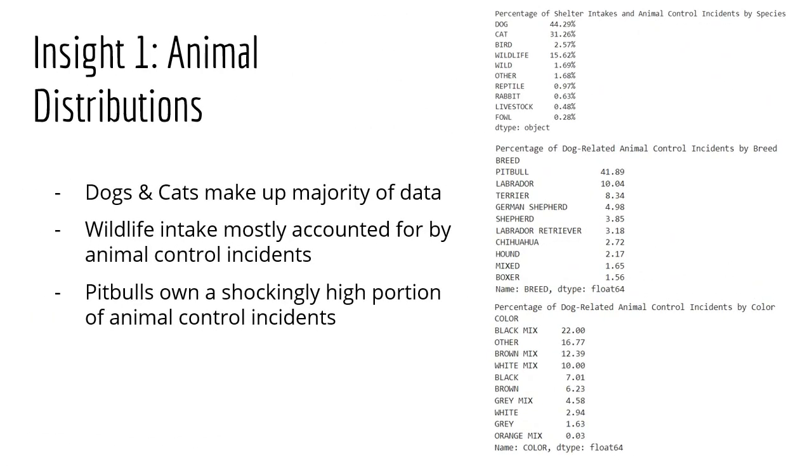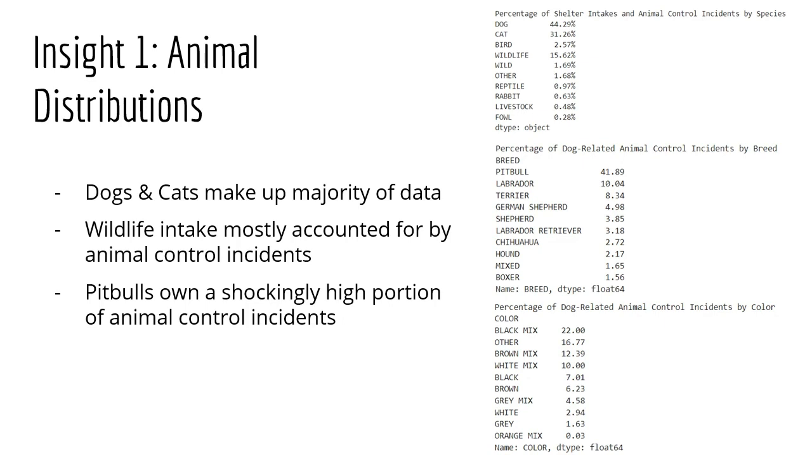So here you can see the output from the code on the previous slides. As for the percentage of shelter intakes and animal control incidents by species, this uses both data sets. Dogs and cats make up a vast majority of the data, followed by wildlife, which is primarily accounted for by the animal control incidents data set.